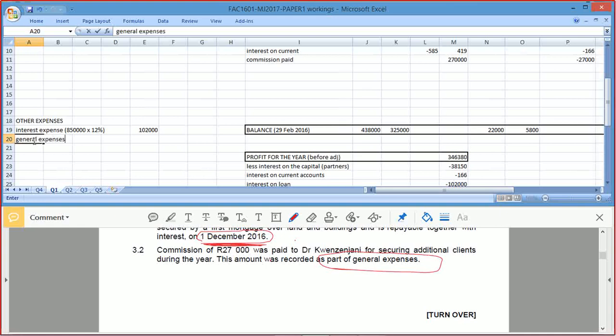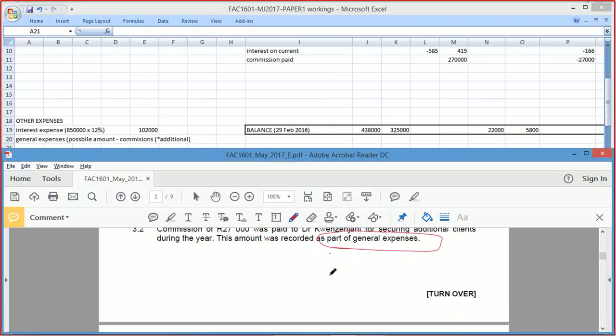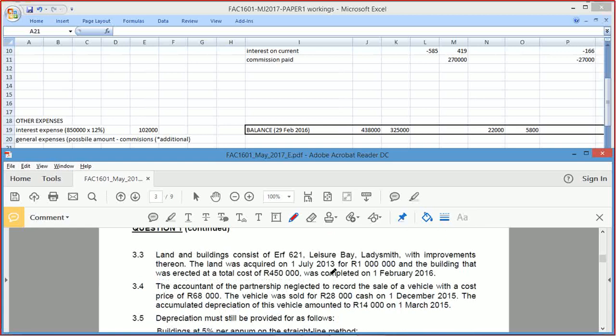General expenses, brackets, possible amount minus the commission. Brackets, this is additional. Okay, you don't have to show that, but it's possible. Yeah. Okay, I'm just showing that as revision. Okay, what's next? Do I need this?